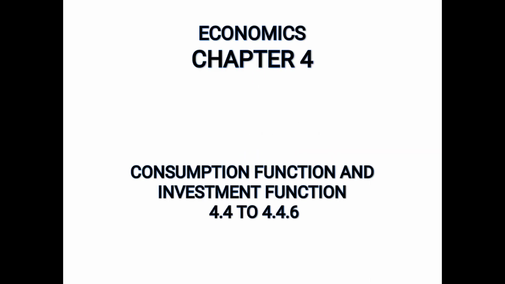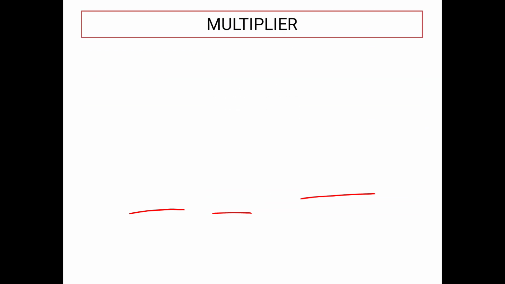So today we are going to see the continuation of lesson number 4, consumption function and investment function. That is, we are going to see from 4.4 to 4.4.6. So today's topic is going to be on multiplier. When we think about multiplier, what should come into your mind? Multiplying. How can you multiply the income of the country? It is only by investment. The higher your investment, the higher is going to be the national income.